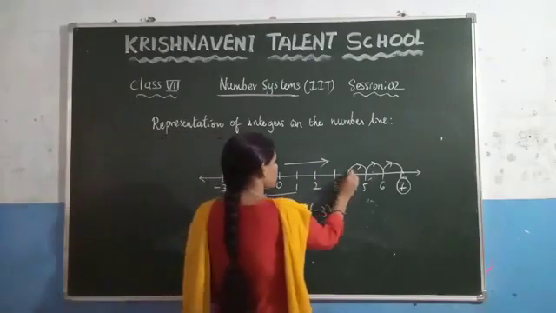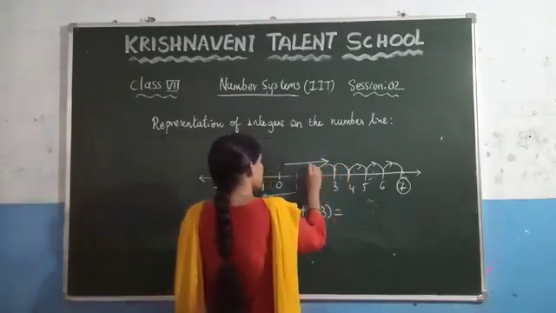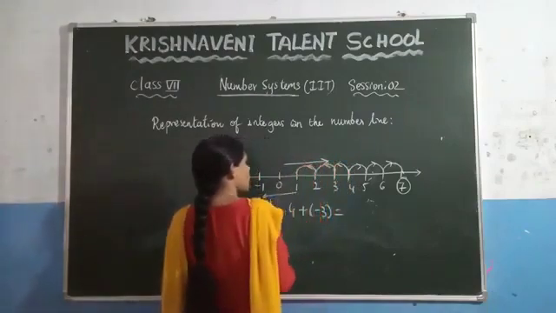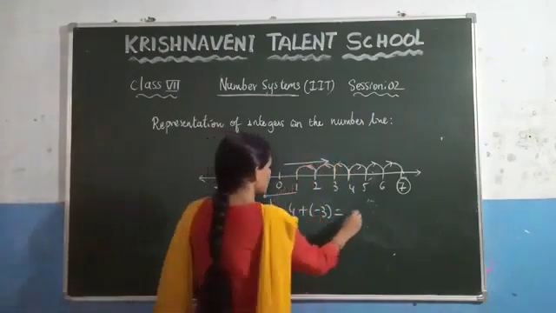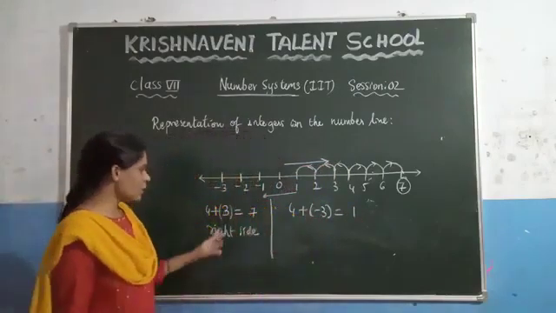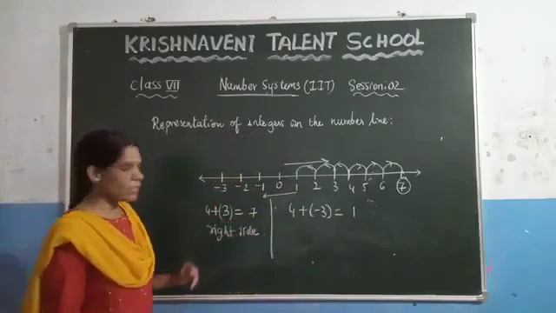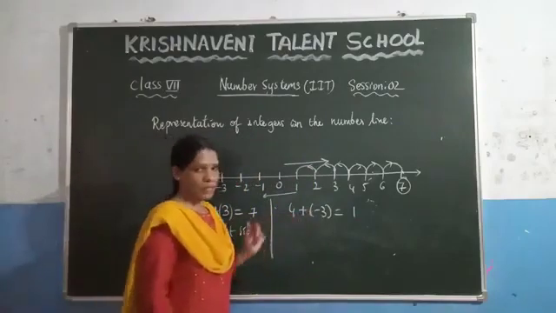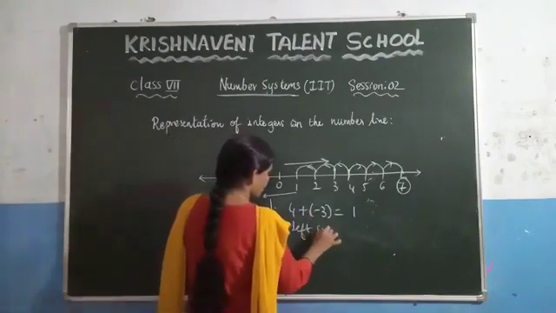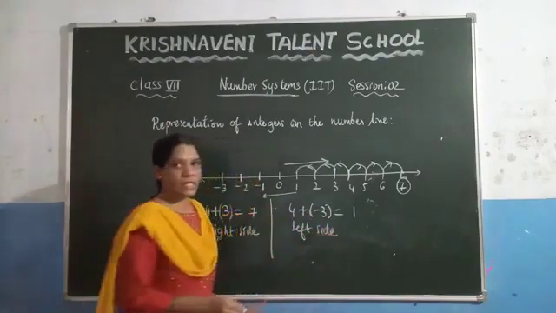So at this point move 3 steps, 1, 2, 3. Since we are going in this direction, mark arrows in this way. So what will be the answer here? 1. If you are adding a positive integer, we are going to the right side of the number line, and if you are adding a negative integer, you are going to the left side of the number line. This is about the addition of integers.